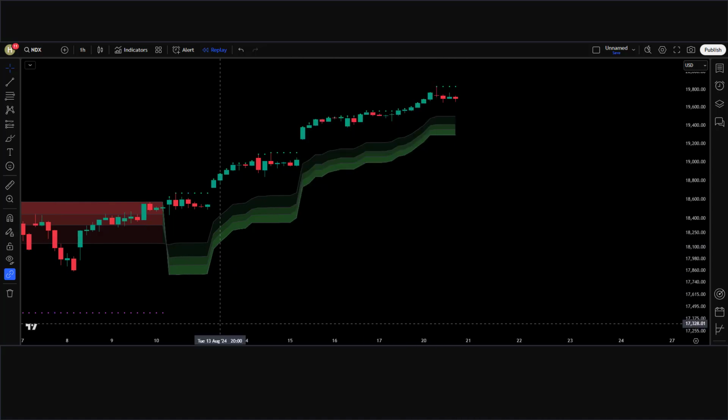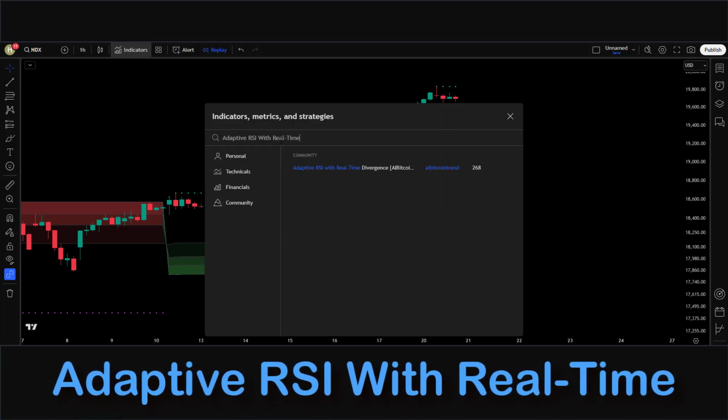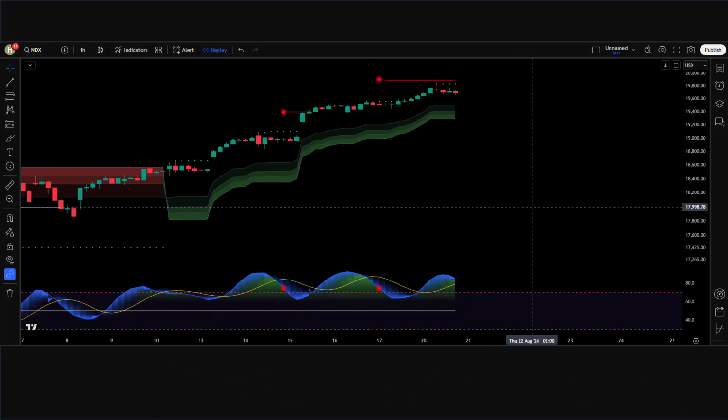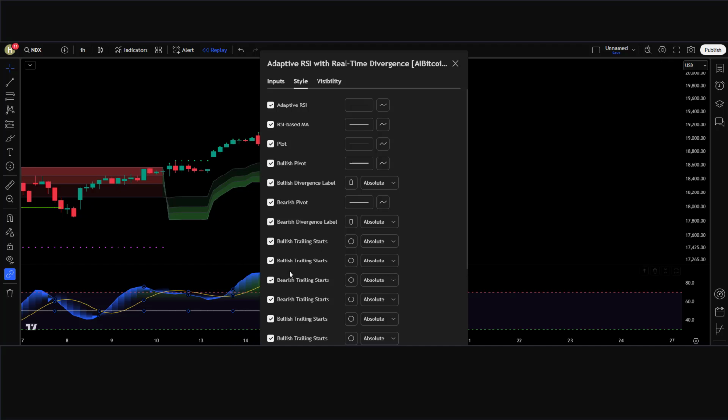After that we have to apply another indicator on the chart. Second indicator name is Adaptive RSI with real time. Keep the indicator setting as I have shown here.